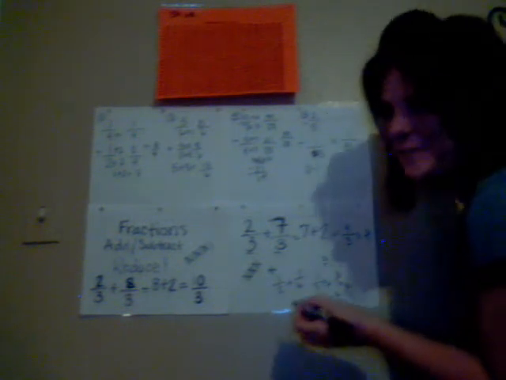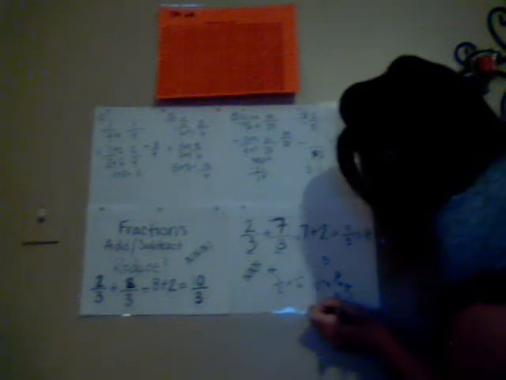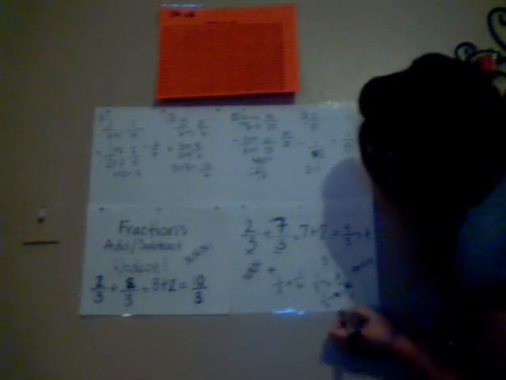I'm sorry, my son just messed me up. 2 will go into 6 3 times, and to use 6 it would be times 1. So now we have 3 plus 1 is 4, and our common denominator is 6. So we have 4/6.